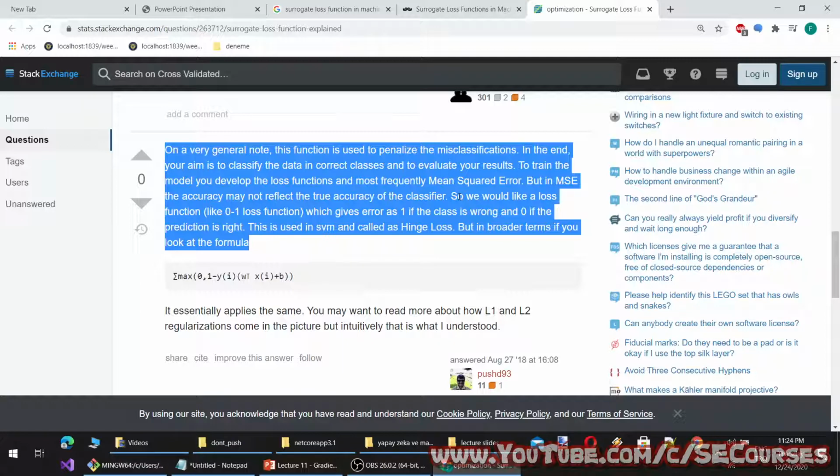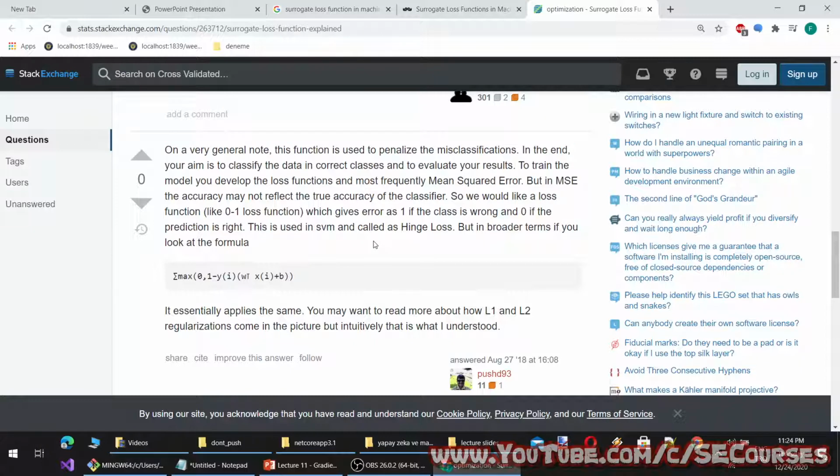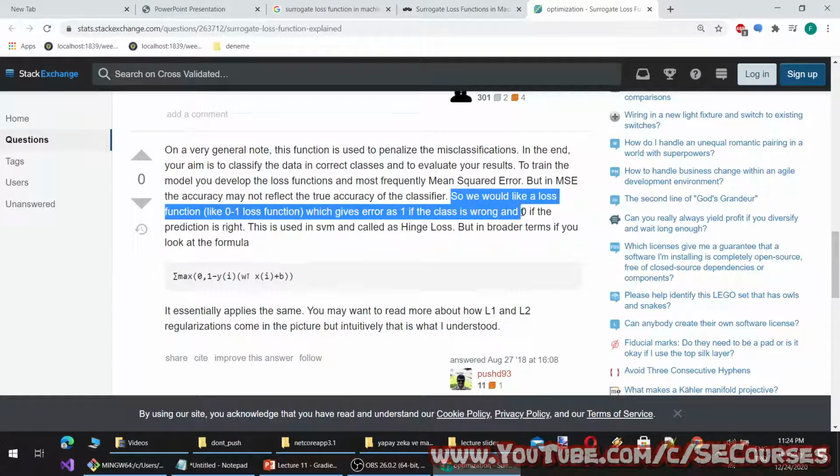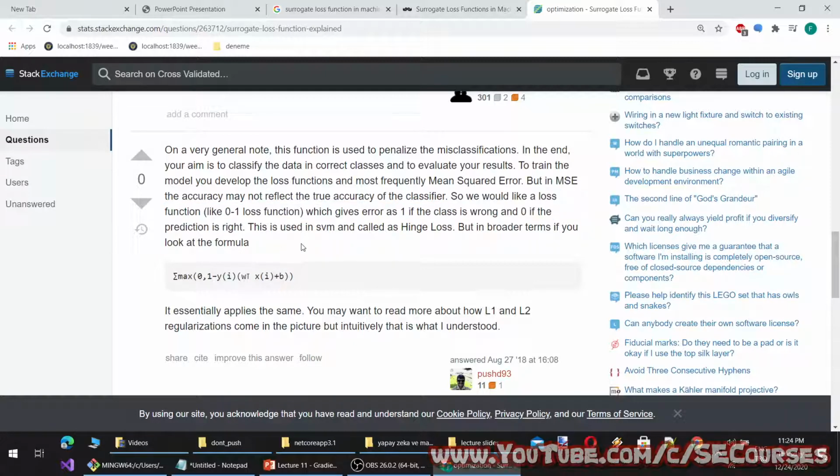To train the model, you develop the loss functions, most frequently mean squared error. But in MSE, the accuracy may not reflect the true accuracy of the classifier. So we would like a loss function, like the 0/1 loss function, which gives error as 1 if the class is wrong and 0 if the prediction is right. This is used in SVM and called hinge loss.